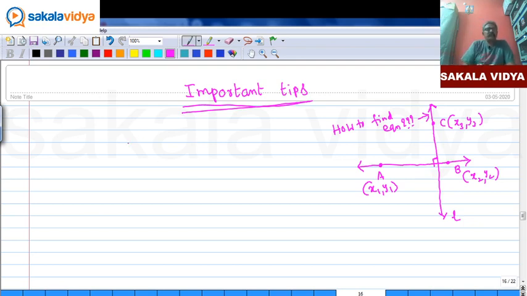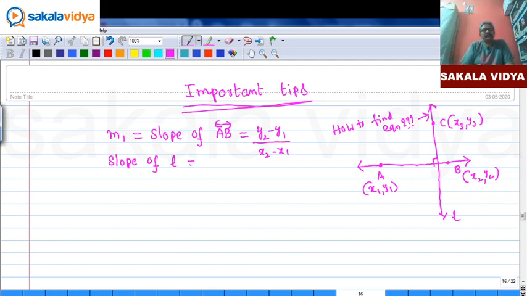So, first let us find the slope of AB. M1 is equal to the slope of AB, that is y2 minus y1 by x2 minus x1. Very good, that is correct. Next, the slope of this line L is equal to minus 1 by m1 because they are perpendicular. So, minus of x2 minus x1 by y2 minus y1.